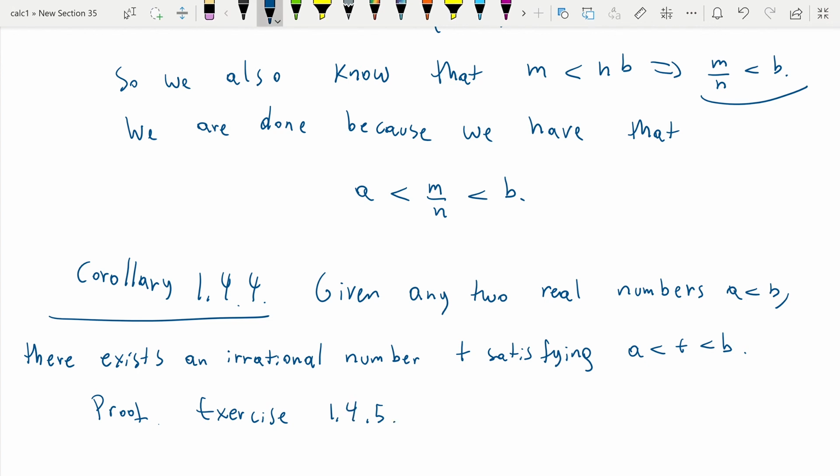But of course, as I said, once you know that the rational numbers are dense in R, then you certainly expect that to be the case for the irrational numbers. Okay, this is one of the exercises at the end of the section.